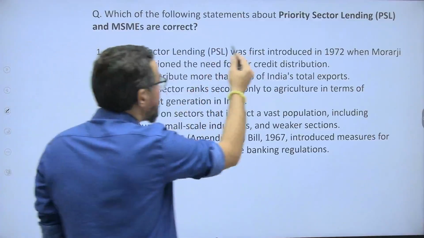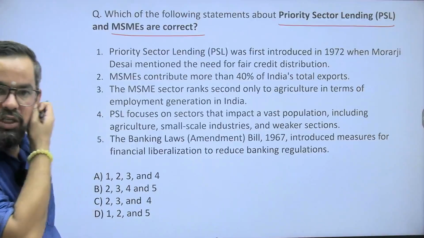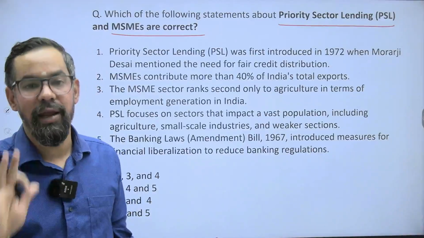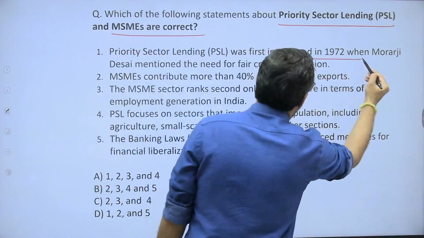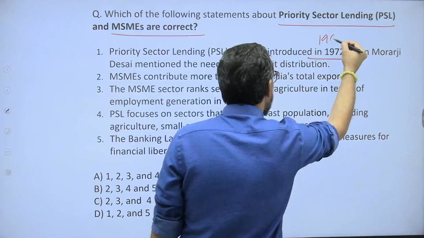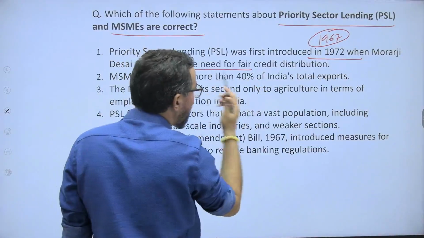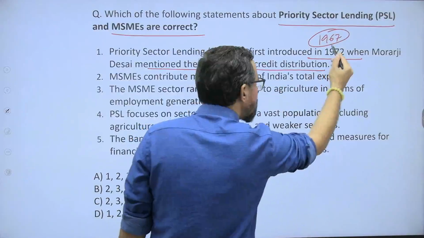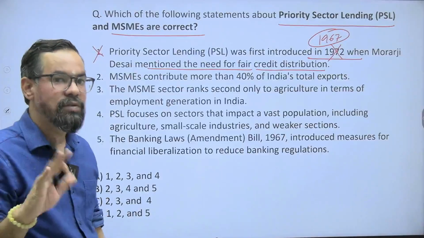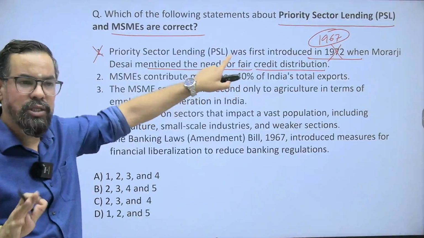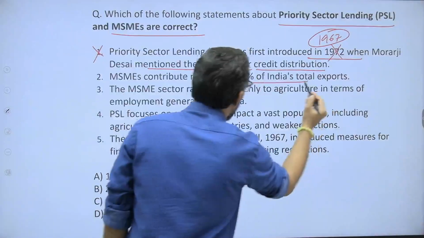Which of the following statements about priority sector lending and MSMEs are correct? Now we have a combination of both. And this question is for 2 marks if you correctly answer it. Priority sector lending was first introduced in 1972. No, it is 1967. When Morarji Desai mentioned the need for fair credit distribution, the remaining part is true, but the year given is wrong. RBI came up with the guidelines in 1972, but we first introduced this around 1967-68.